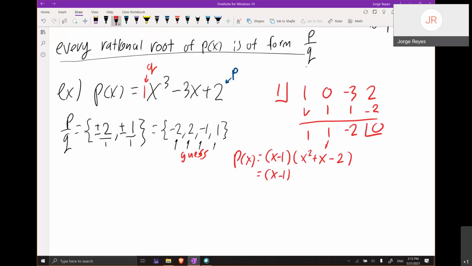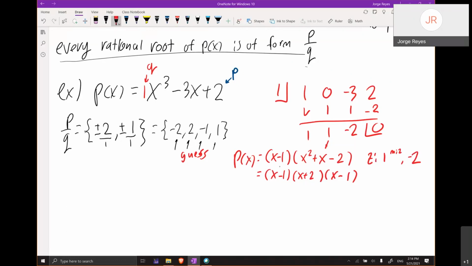And if this is a quadratic, we don't need to do the rational roots theorem again, but we could. But when you get to the quadratic, that one you should just factor like normal, okay? And ta-da, there we go. So p of x fully factors into this thing, and the zeros are 1 with multiplicity 2 and negative 2.